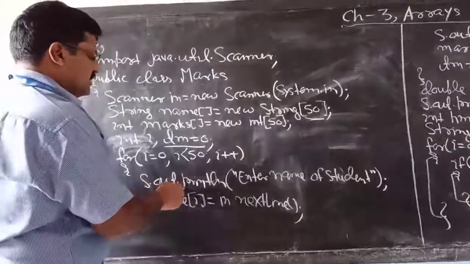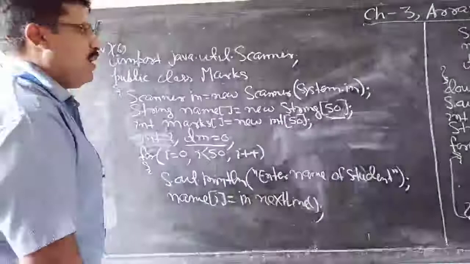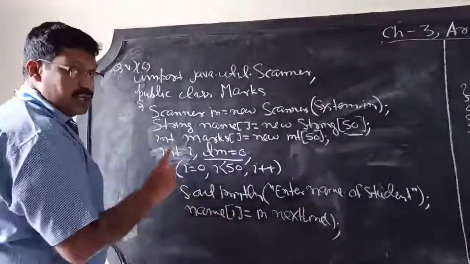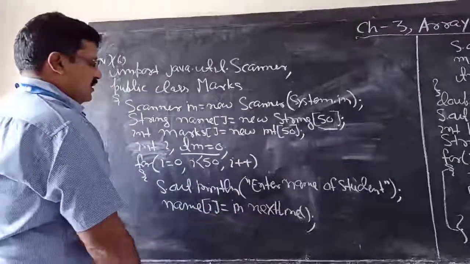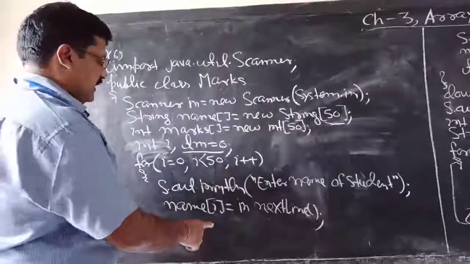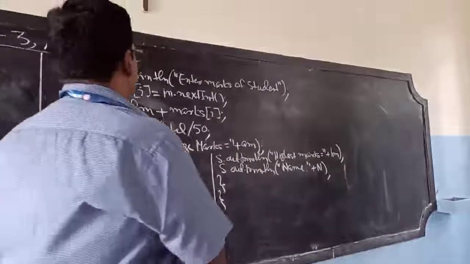Now first System.out.println, enter the name of the student. The name[i] means name[0], the first student's name. So name[0] = in.nextLine(). So when you input, the name should be stored in the first place, in the first index, that is name[0]. After that, input the marks.